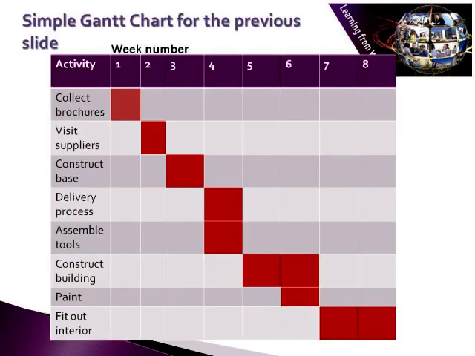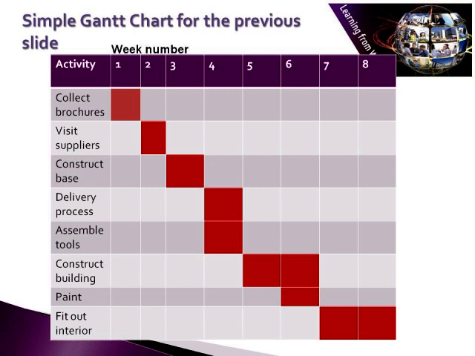Slide 6. We can see in this slide one approach to the creation of a Gantt chart. The first 4 activities of collecting the brochures, visiting the suppliers, constructing the base, and the delivery process are each estimated at around a week in duration. The tools are then assembled during the delivery period so that all is ready to start construction at the end of week 4. 2 weeks are allowed for the construction, which will not be a full-time process, hence the extended period. The painting can be conducted in parallel with the later stages of the construction.